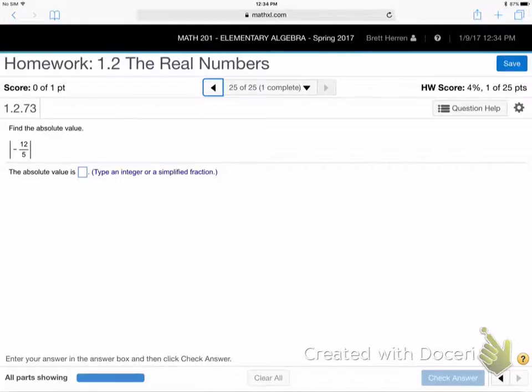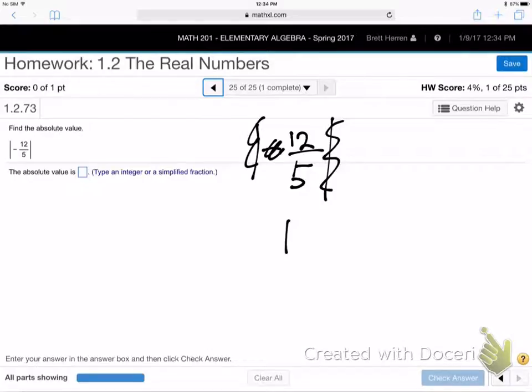All right, so absolute value of negative 12/5. What do absolute values do? What do those straight bars do? Make it positive and vanish. So they'll vanish, and the minus sign will vanish, and it'll just be 12/5. That's all they want.